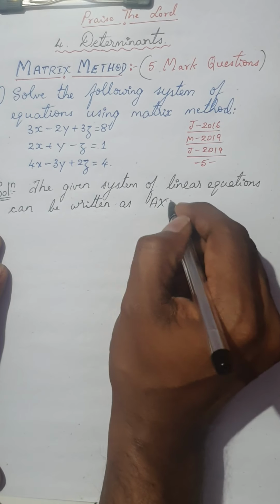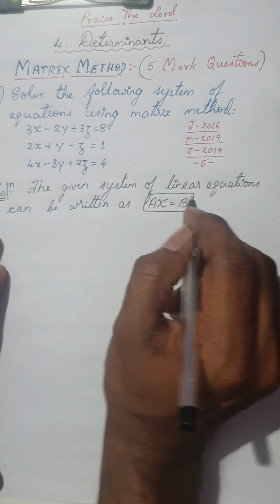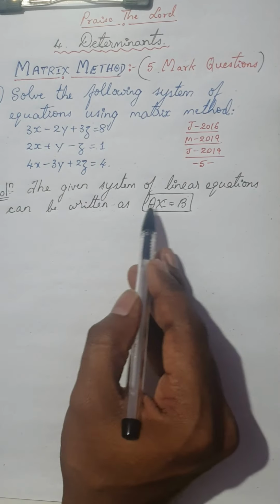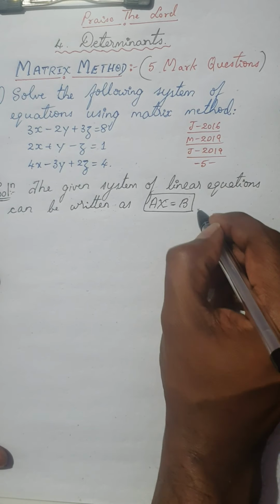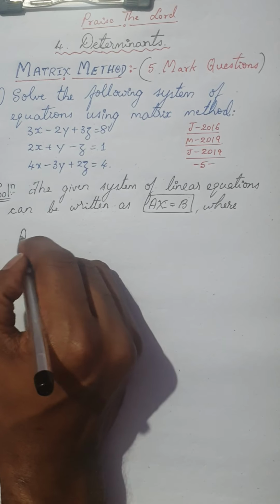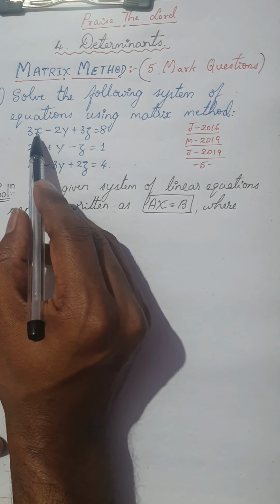AX = B. This is the regular pattern we are going to write. Don't forget to write this step. This system of equations we write in the form of AX = B, where what are A, X and B? Where A will be the coefficient matrix of the given equations.